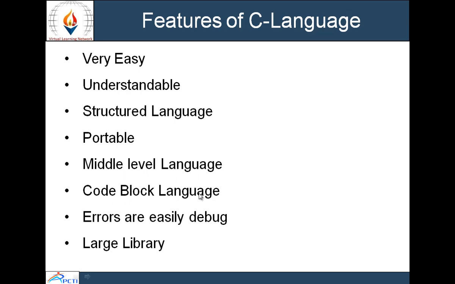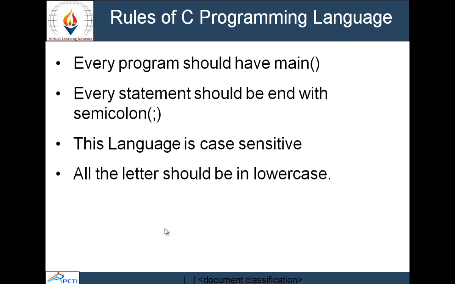Code block language. C uses code blocks. Start the braces and end the braces. After that, errors are easily debugged. Large library. This language contains a large number of header files. Header files store various types of functions.